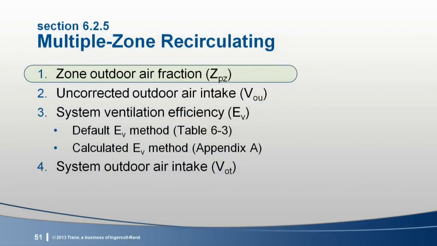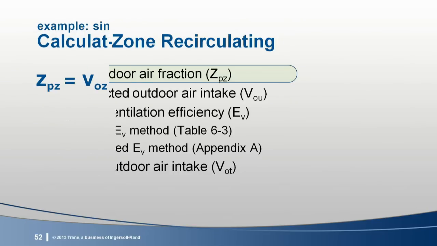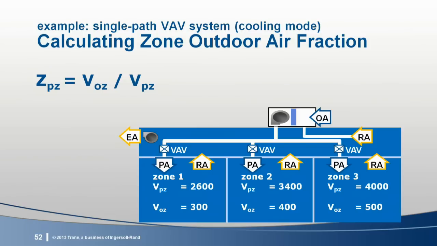So the first step is to calculate the fraction of outdoor air required in the primary air delivered to each zone. This is called the zone outdoor air fraction, or Z sub PZ. This is the ratio of zone outdoor airflow required to the primary airflow delivered to the zone. The larger the ratio, the richer the concentration of outdoor air required to meet the zone's ventilation demand. In a VAV system, the primary airflow changes as the space load changes. So this fraction is higher when zone primary airflow is lower.